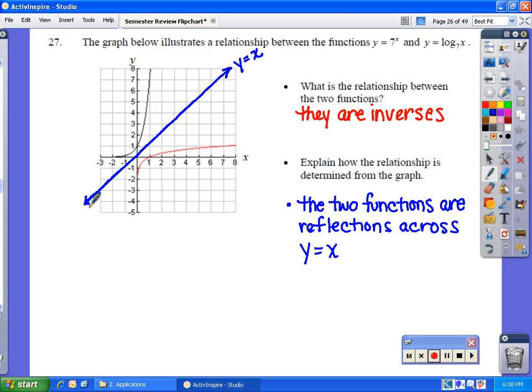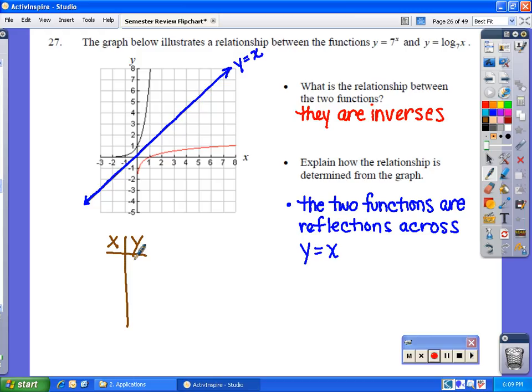The second way that we can determine the relationship from the graph is to work with a few specific points on one graph and then to switch the x and y values and show that those same points appear on the other graph. Starting with the black graph here, let's set up a little data table. Noticing that this is the exponential graph. It's showing exponential growth with a base of 7.